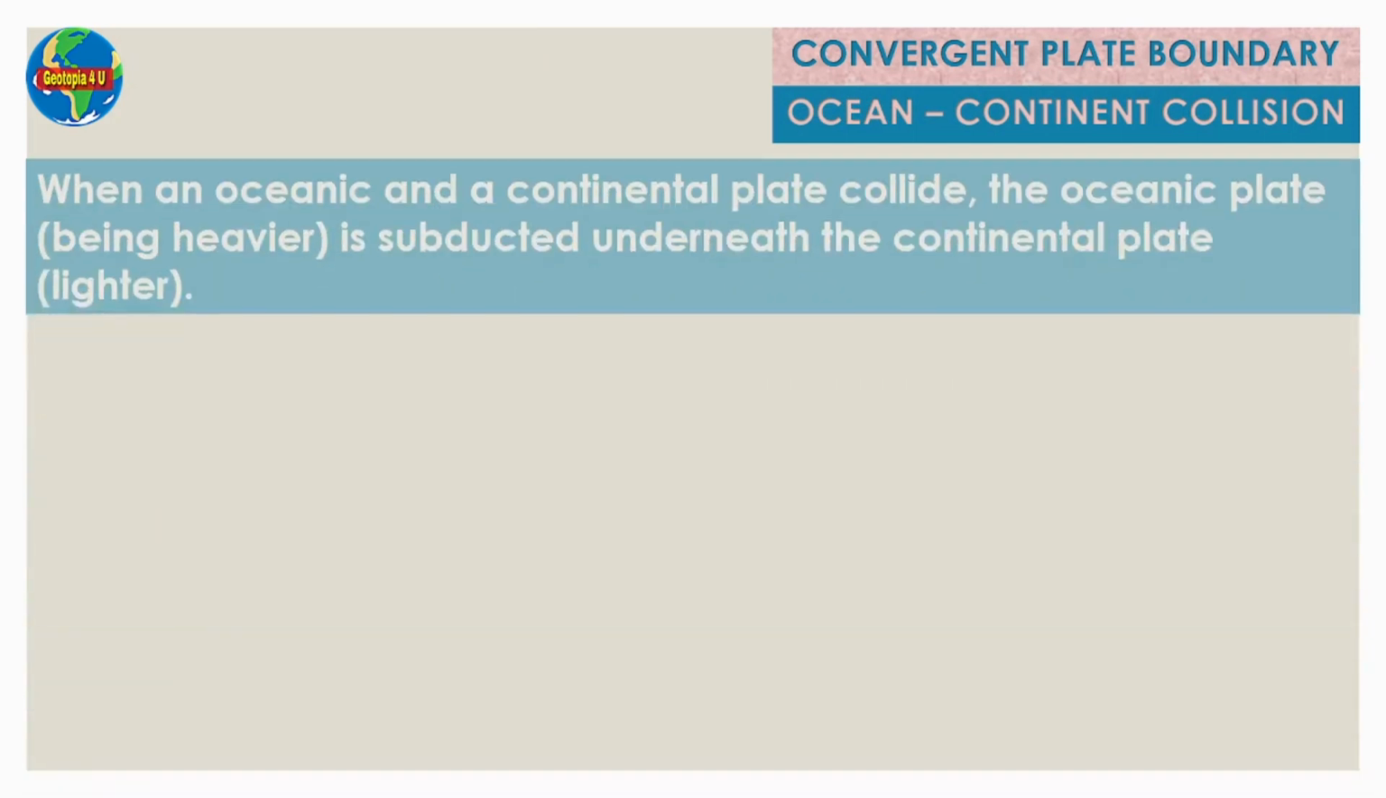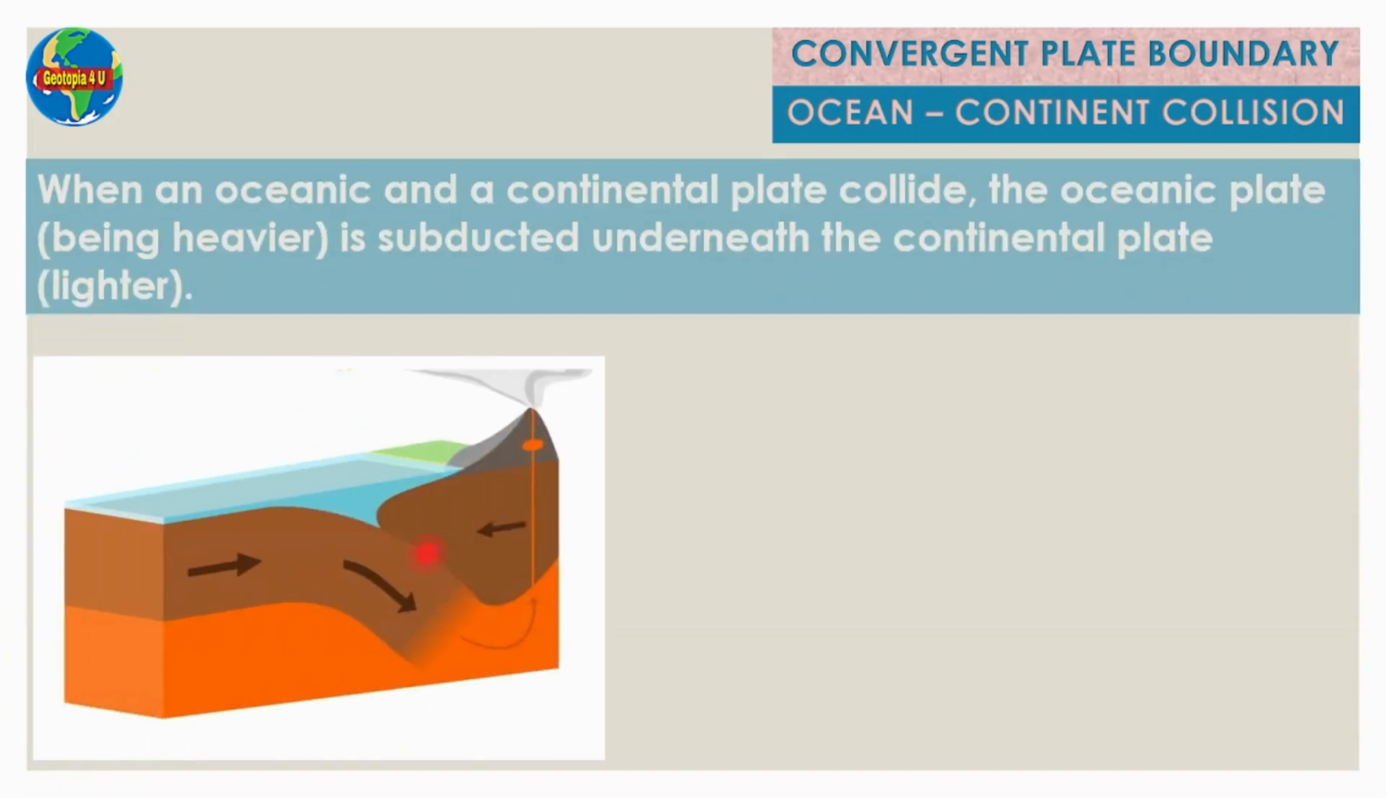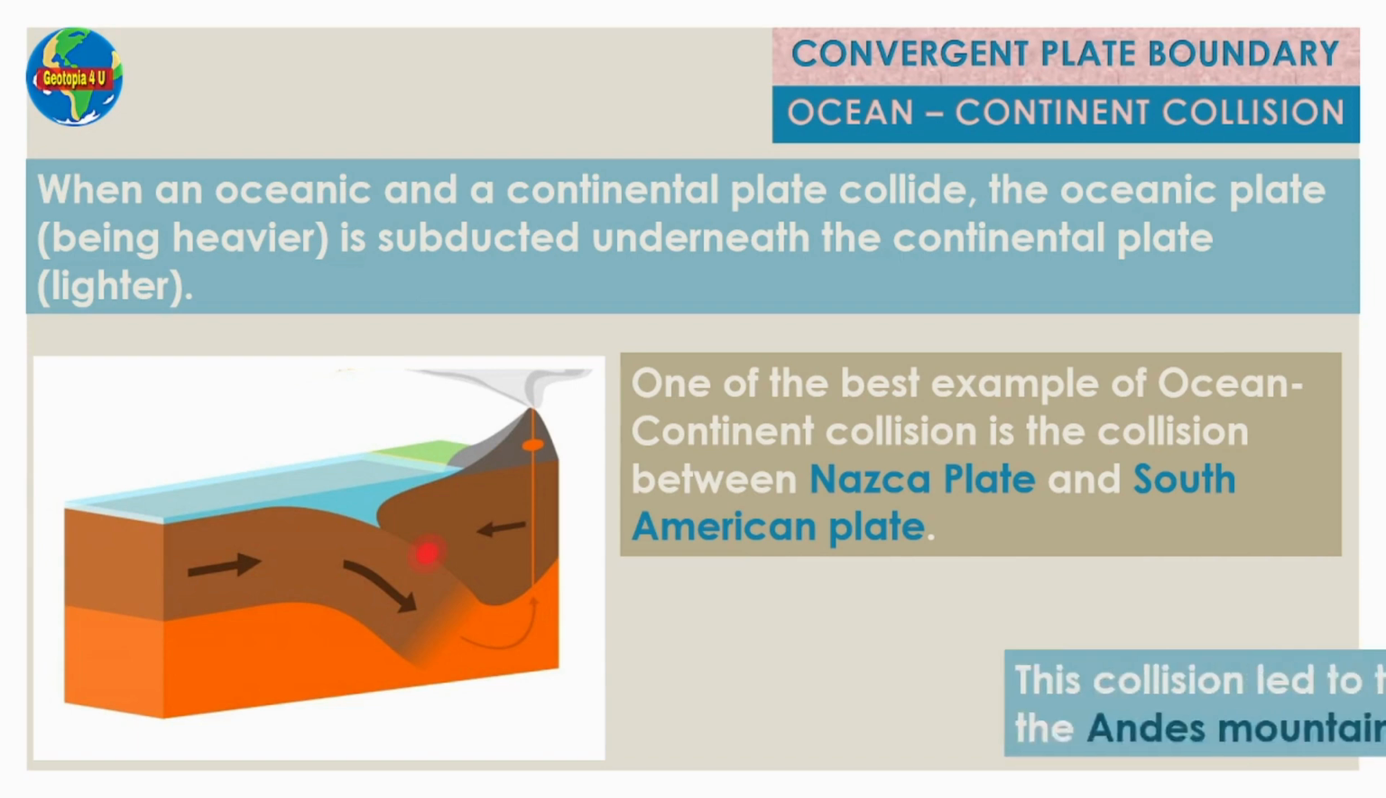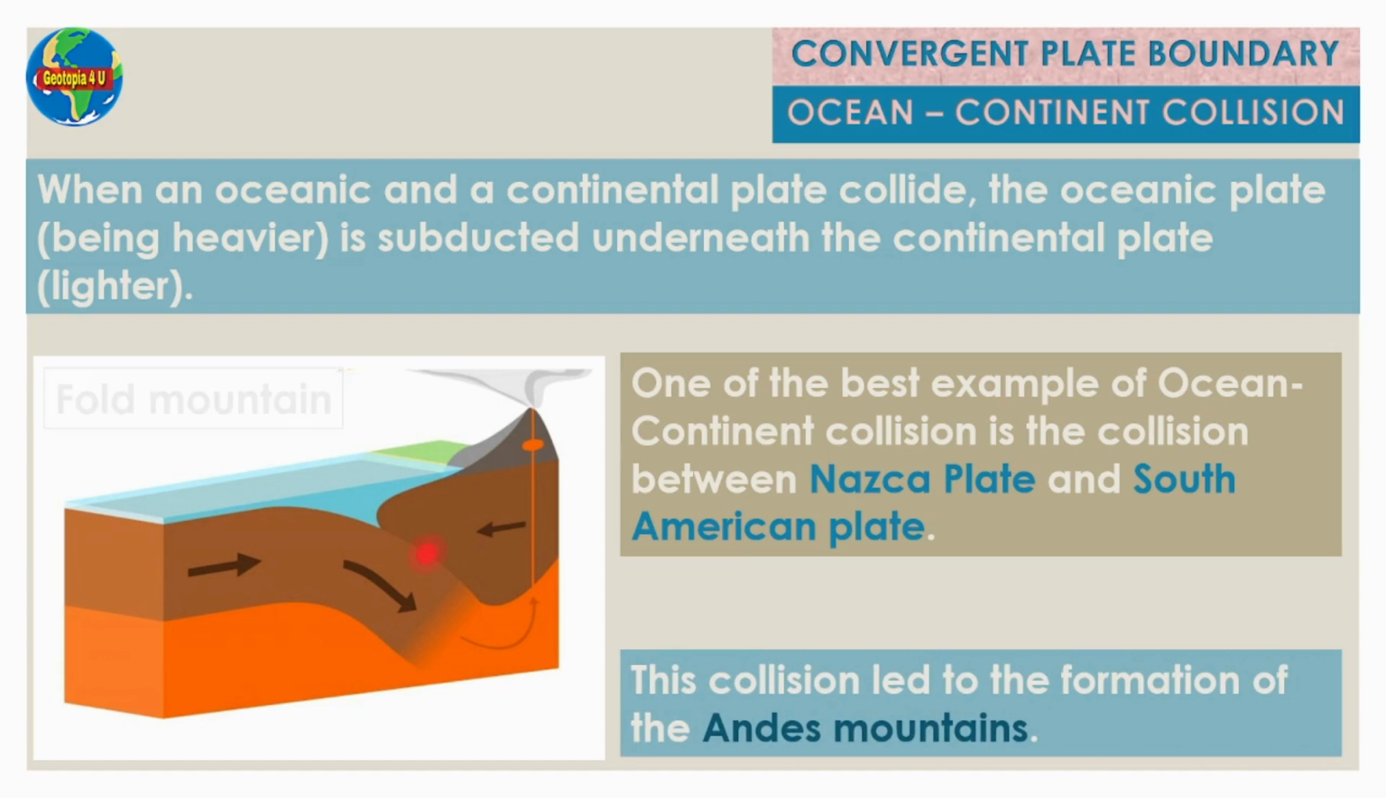Ocean-continent collision. When an oceanic and a continental plate collide with each other, the oceanic plate, being heavier, is subducted underneath the continental plate, which is relatively lighter. One of the best examples of ocean-continent collision is the collision between the Nazca Plate and the South American Plate. This collision led to the formation of the Andes Mountains.